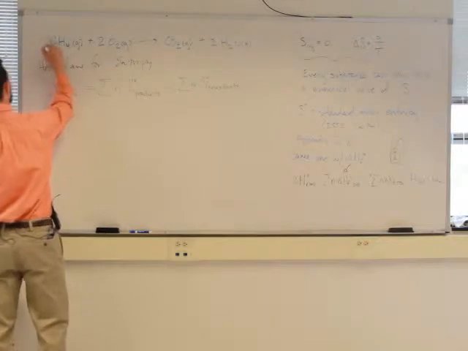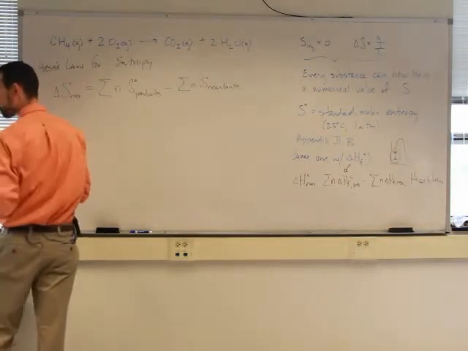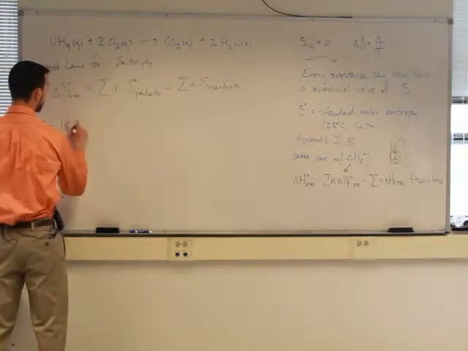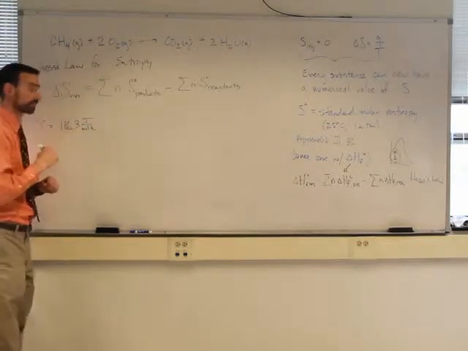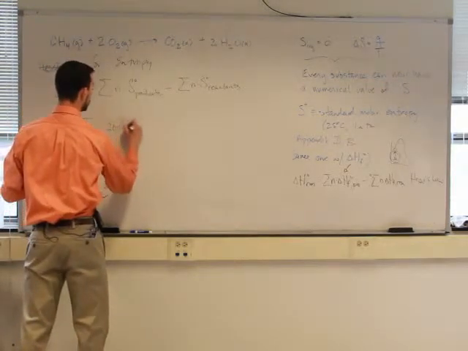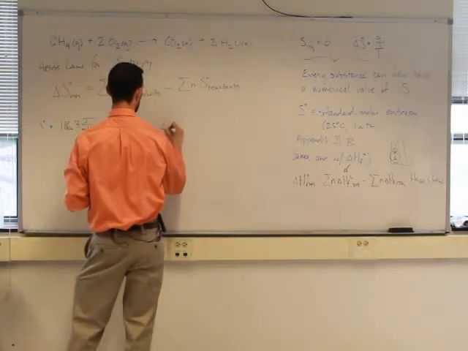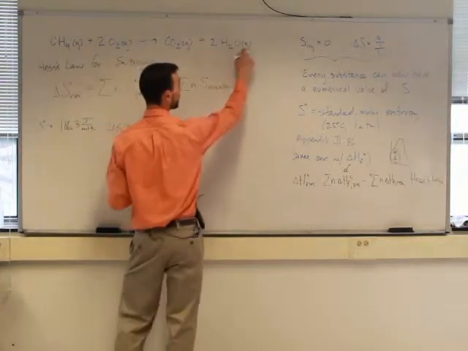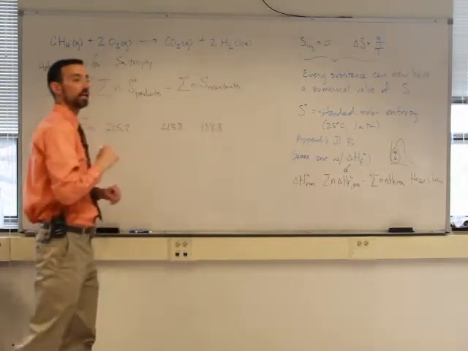Okay? So in Appendix 2B, here are the S0 values for these four substances. Methane is 186.3 joules per mole Kelvin. Oxygen is 205.2. Carbon dioxide is 213.8. And water in the gas phase, and you have to remember the phases of some things, there are multiples listed, so it's 188.8.